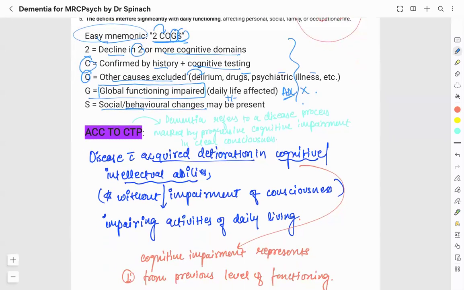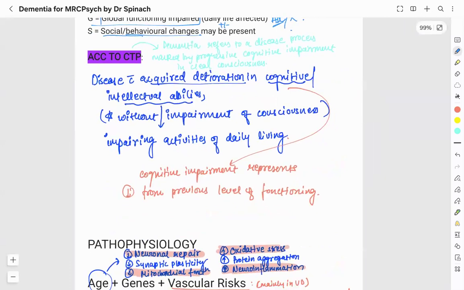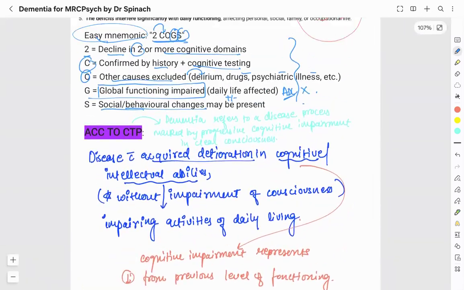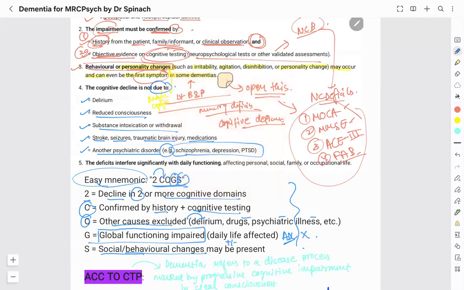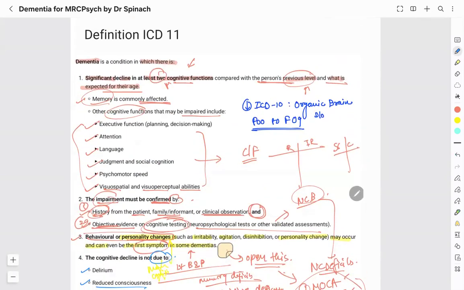All right. So this is the definition directly taken from the text. Sorry, this is the note. Okay, can anyone tell me who introduced the term dementia?